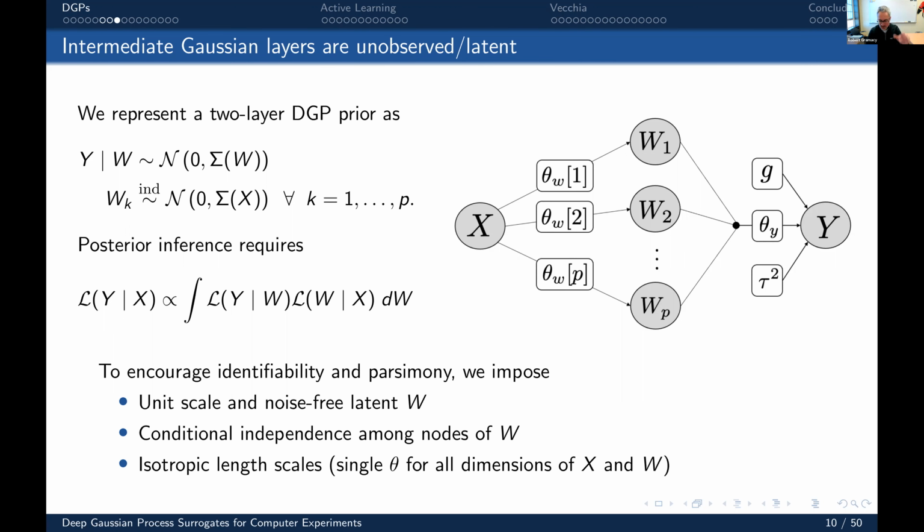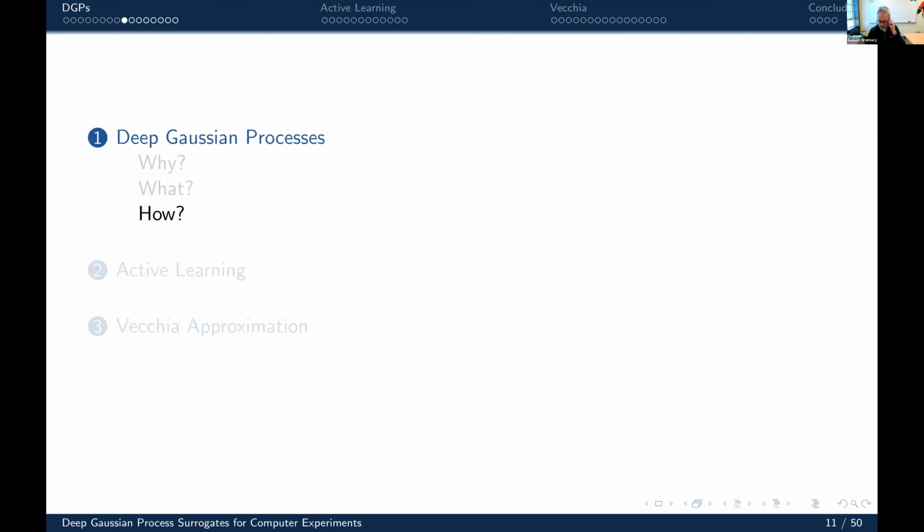I have one more set of bullets here with implementation details that I've recently started to skip. If you have questions about implementation, we can talk about them, and maybe I'll refer back to those bullets. Okay, so how do we do this inference?